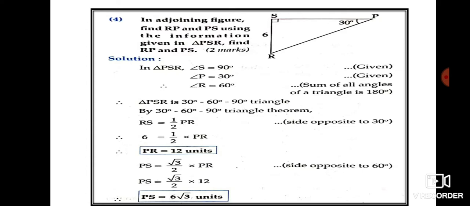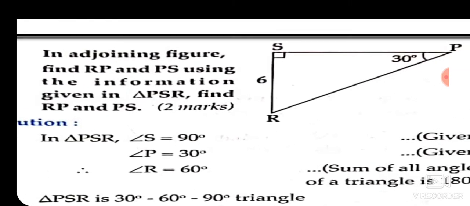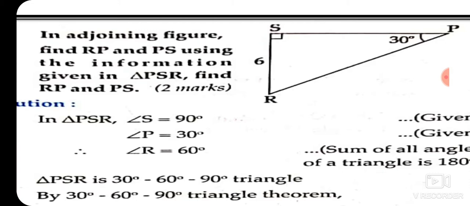Now let us look into the fourth question. In the adjoining figure, you have to find RP and PS using the information given in triangle PSR. So here the triangle PSR is given. In this triangle, they have given the value of SR and they have given that angle P is 30 degree. Here they have put this perpendicular sign, meaning angle S is 90 degree.